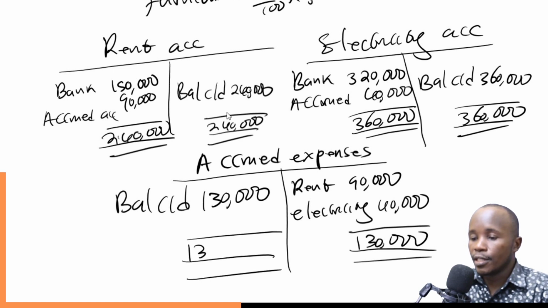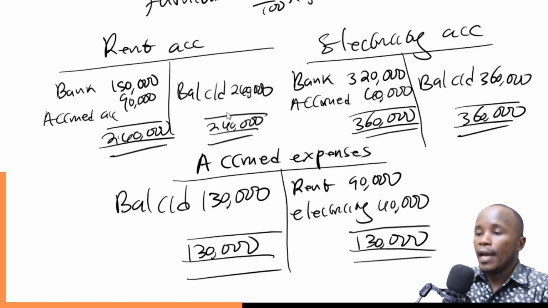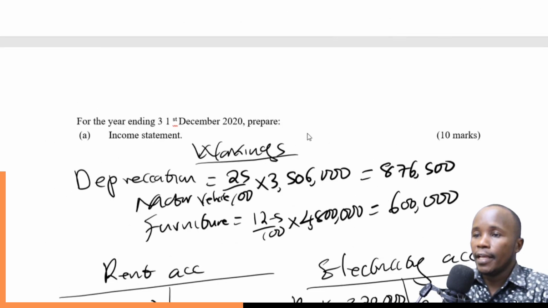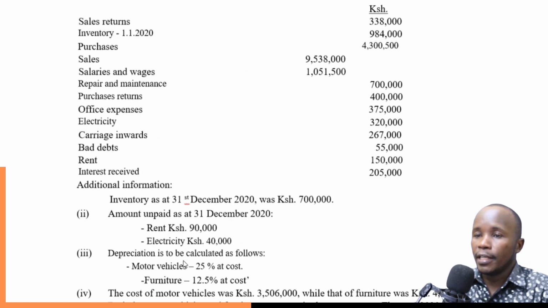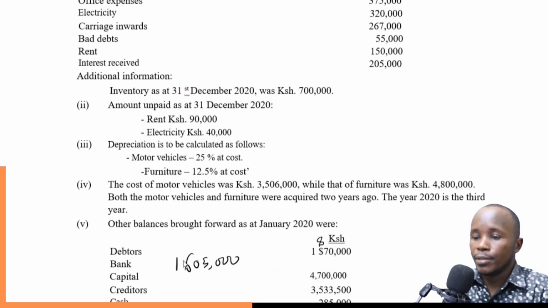So this gives us 130. Now let's see if there is anything else that needs some adjustments. If you look at the rest, the other information here, they don't require adjustment, because what you have here is the opening inventory, the closing inventory, and other balances. Now let's go straight to our income statement.